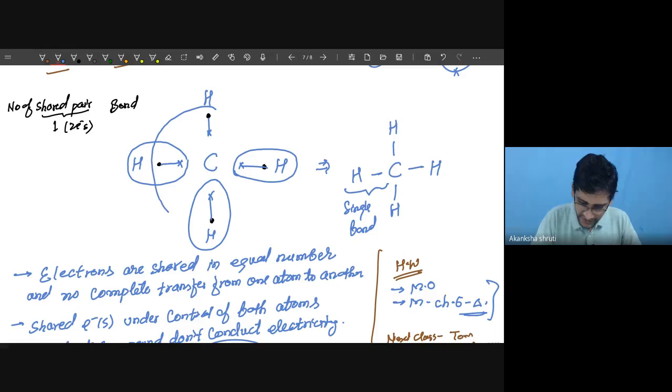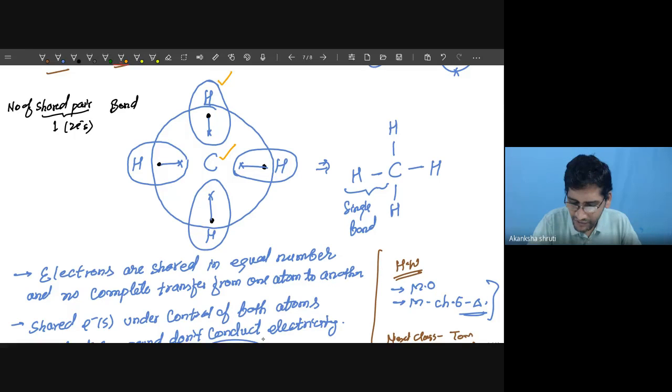So here the single, double or triple bond has to be observed between 2 specific atoms. Here we need to consider the carbon and this hydrogen, and we are getting only 1 pair of electrons shared, or only 2 electrons in the shared region. Therefore this bond is called a single bond.